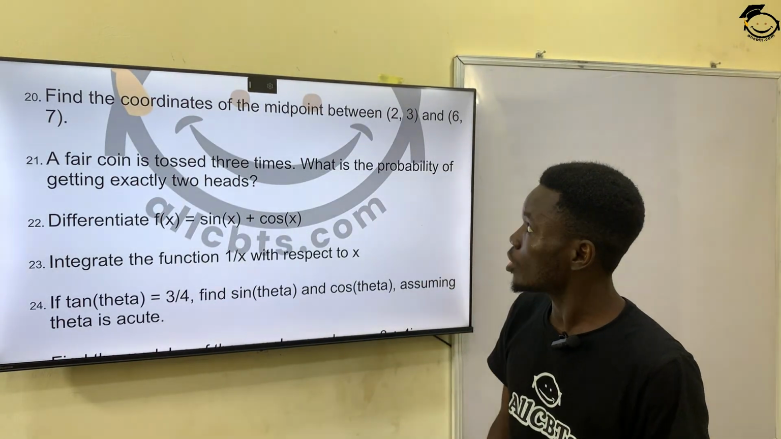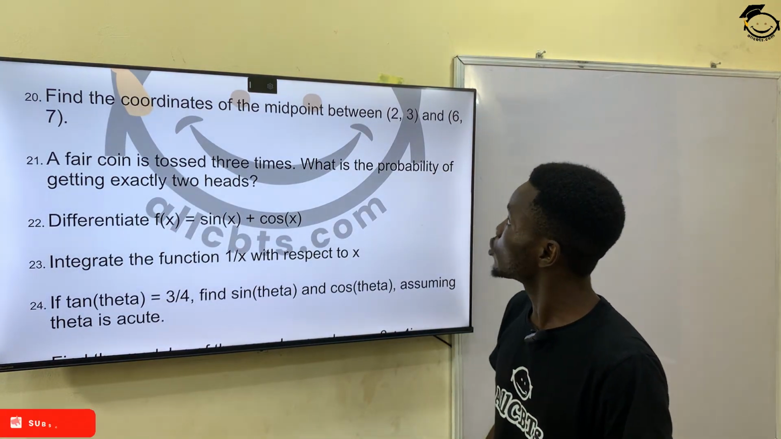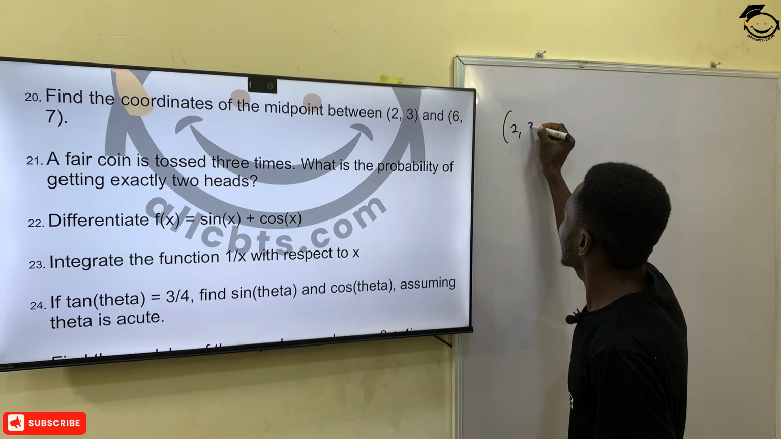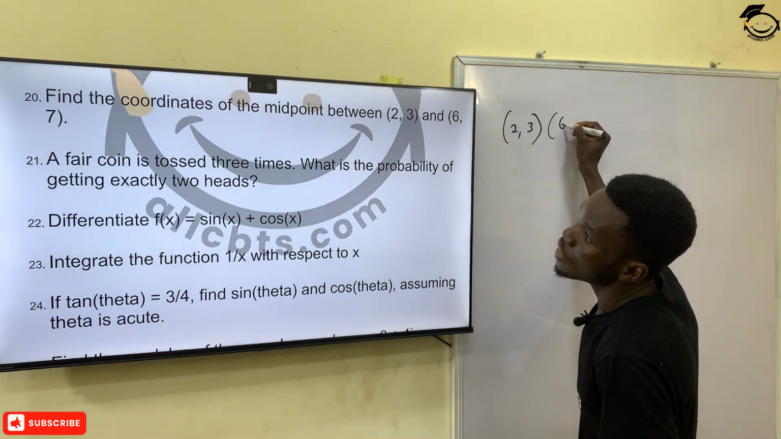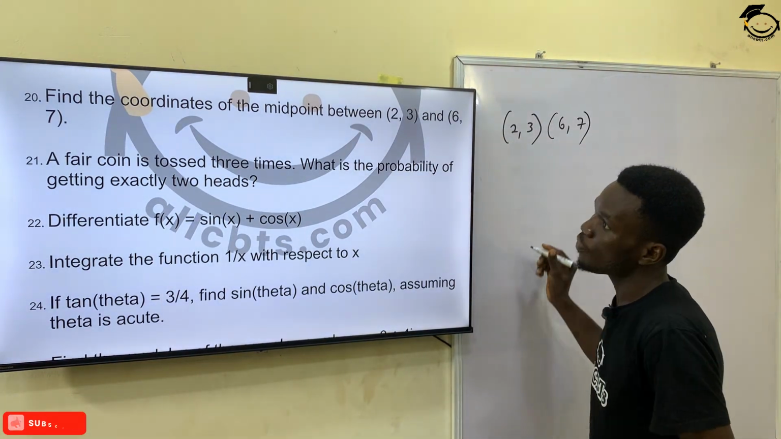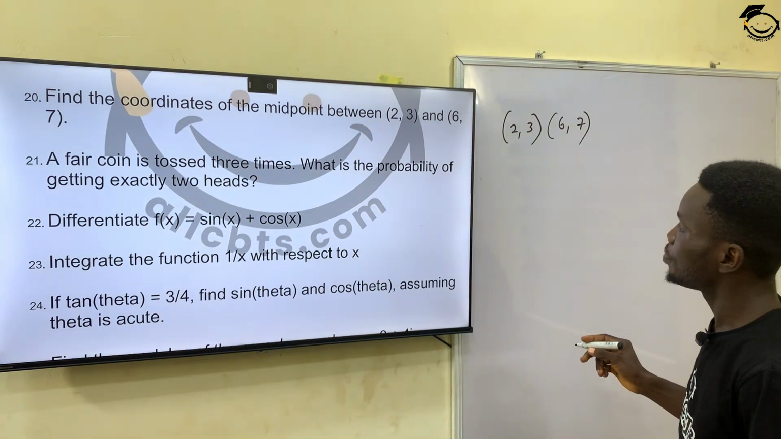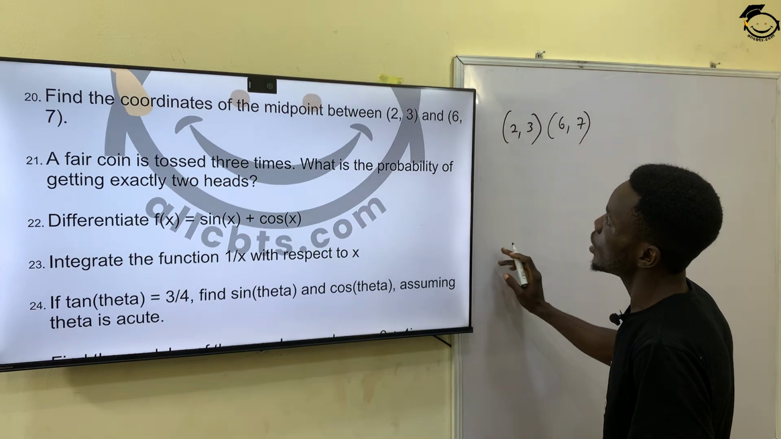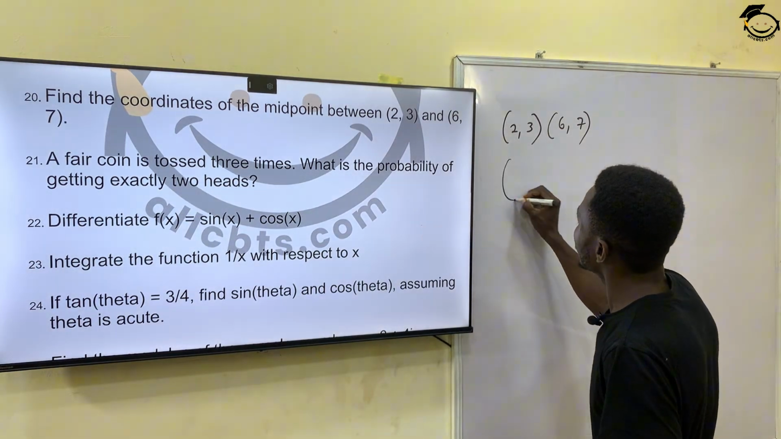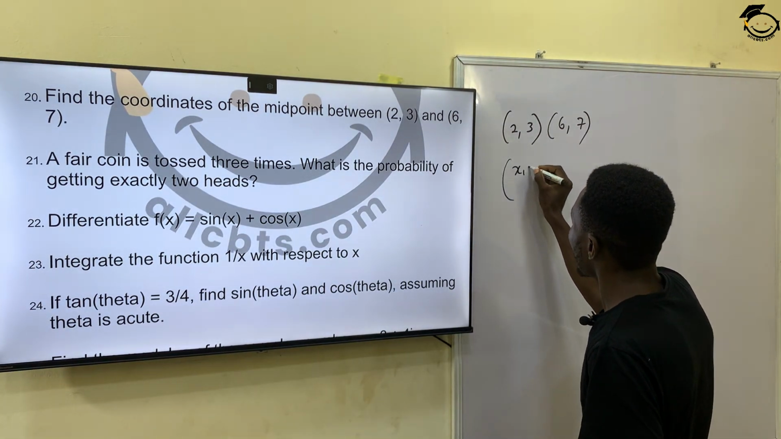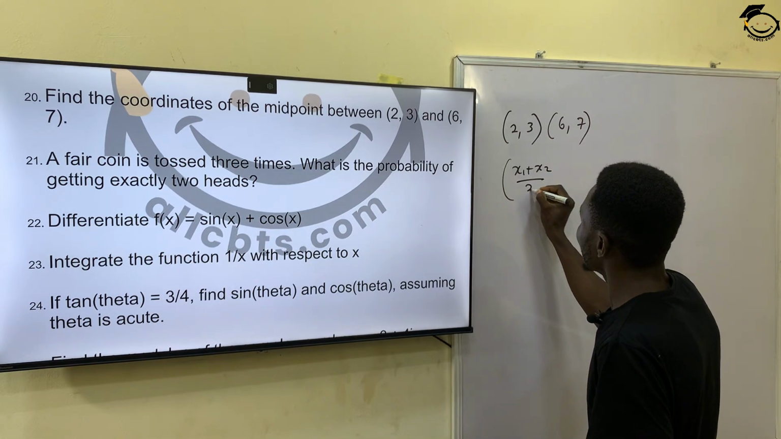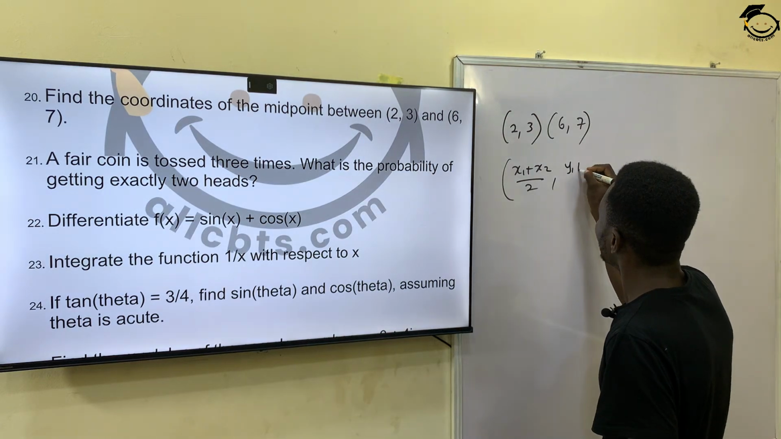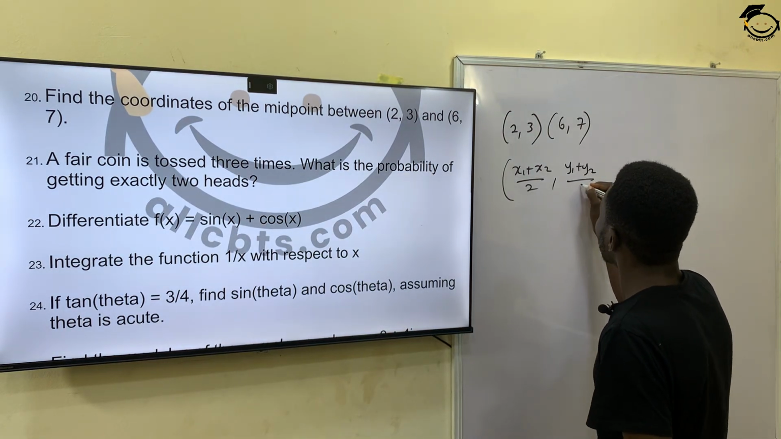So that is also question number 20. We said find the coordinates of the midpoint between, so we have 2 points here. We have (2, 3) and we have (6, 7). And we have to find the coordinates of the midpoint. So what does this mean? The midpoint simply means the point between each one of them. This means that I have x1 plus x2 divided by 2, because it's the midpoint, which means half of it. Then I have y1 plus y2 divided by 2.